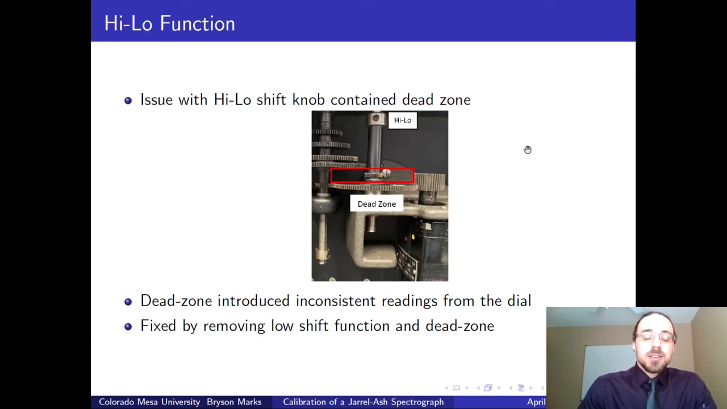Well, this dead zone, or the manual rotation of the diffraction grating, introduces inaccuracy or inconsistent readings within the dial. So I had to decide whether or not to remove this dead zone. To remove it, I needed to place spacers at the top of this high-low shift function. Placing spacers there did in fact fix the issue with the dead zone, but it also removed the low shift function. So now we are only able to use the high speed setting of the high-low function.